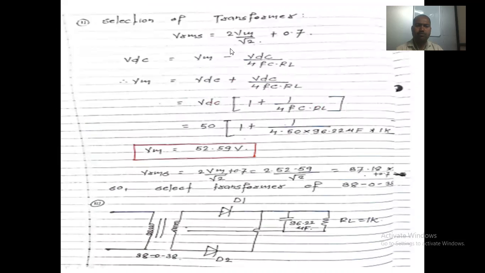VRMS equal to twice Vm by root 2 plus 0.7. This is the thing for the calculation of the transformer, right? So for that purpose, we require the calculation of VDC. The formula for VDC calculation is Vm minus IDC divided by 4fC into RL.